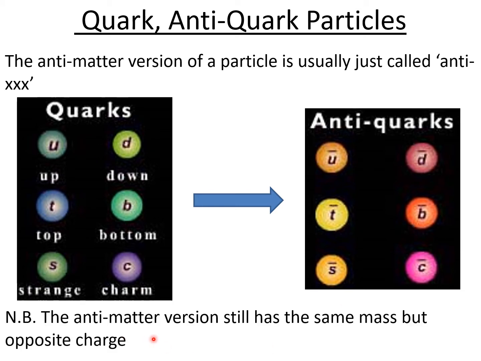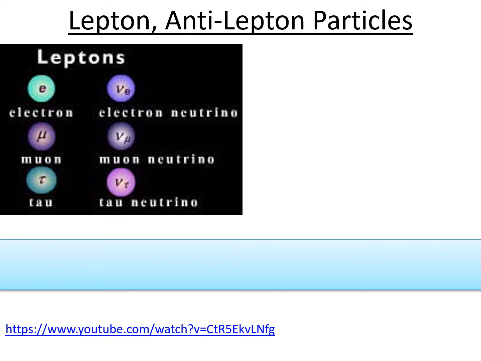And remember, the antimatter version still has the same mass, but the opposite charge. And we'll talk about that a bit later on as well. Similarly, we have leptons called anti-lepton particles. And again, we'll talk more about these later on.